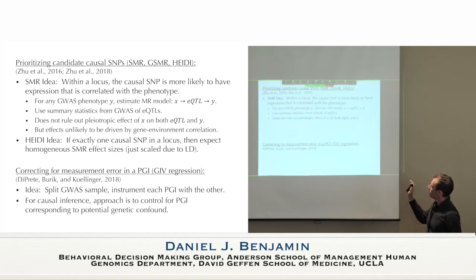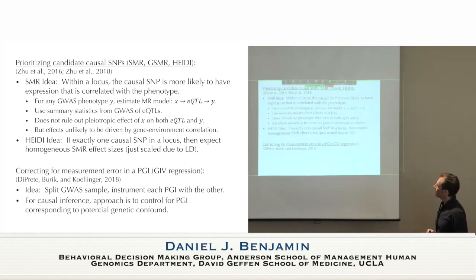And this approach does not rule out the possibility that the genetic variant has pleiotropic effects on both expression and the outcome. So it's not nailing causation here. But if you do find an effect here, the argument is it's unlikely to be driven by gene environment correlation. It may be that there's some pleiotropic channel, but at least you should investigate further this particular SNP because it may be the one that's causal.